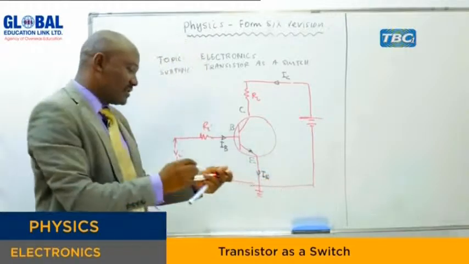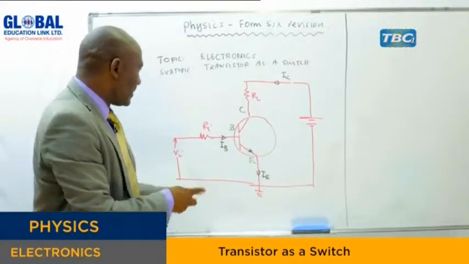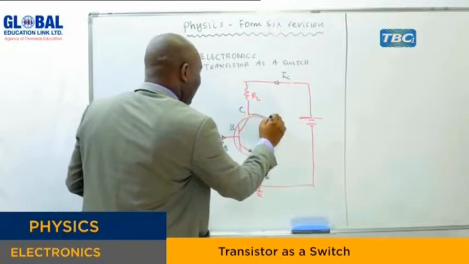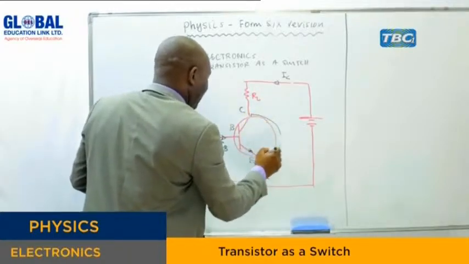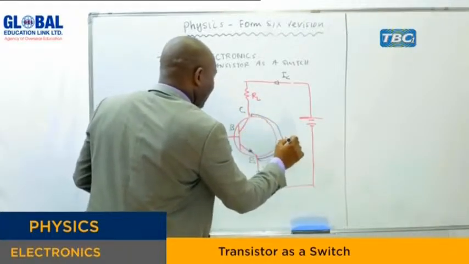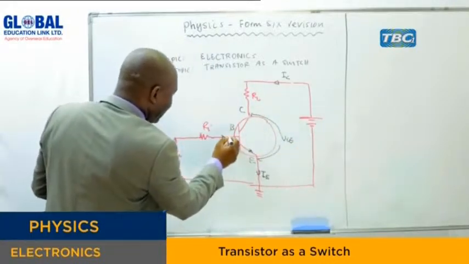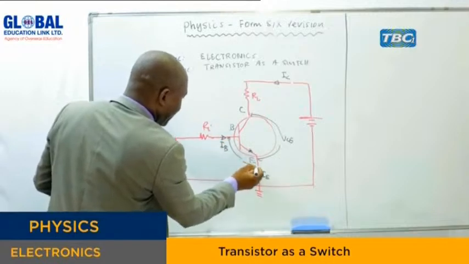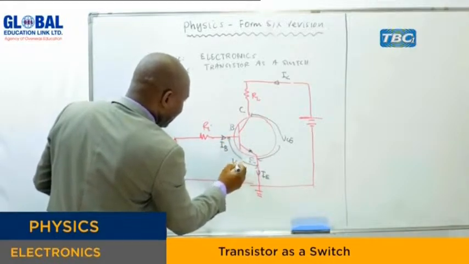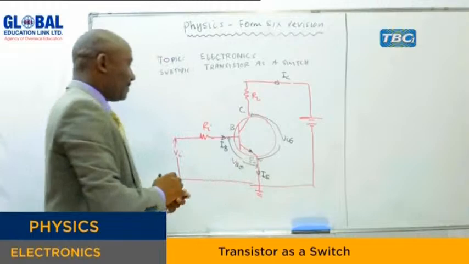You remember this is the common emitter arrangement, and this voltage here, if you remember, is the voltage across VCE. Of course, it can be taken from here. That's where we have the output. This is the voltage across the junction, which is given as VBE.